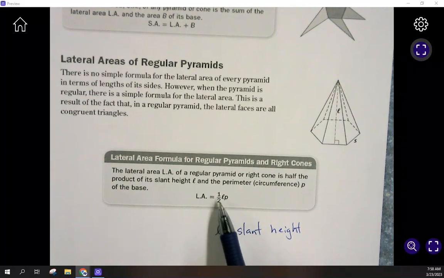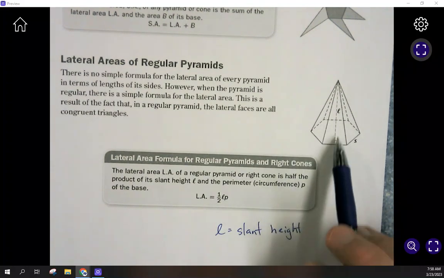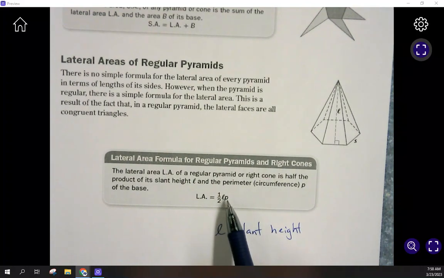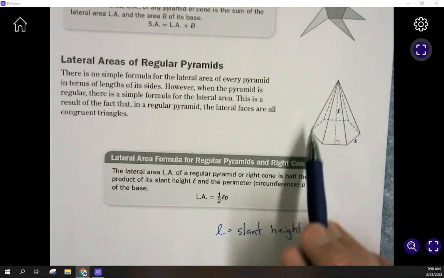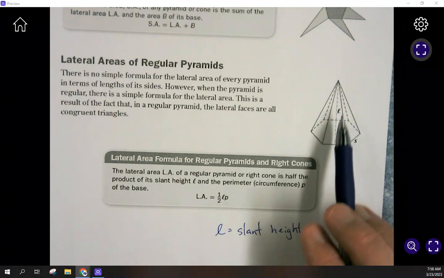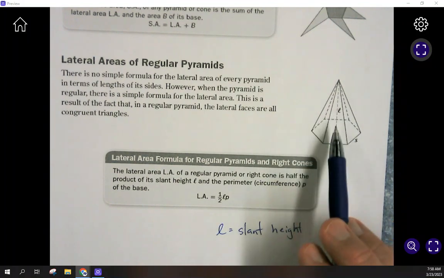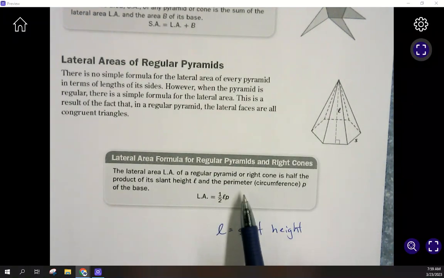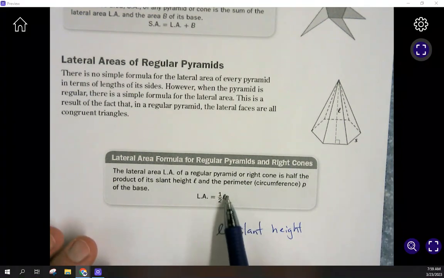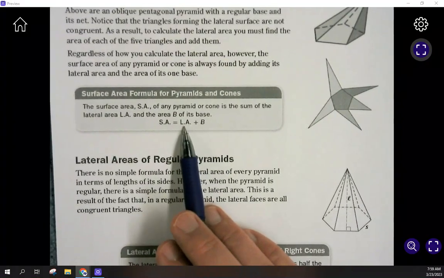Here's the 1/2. The slant height is the height of that triangle. And P represents the base, but not just one base, however many bases there are. So we're basically just finding the area of the triangle and then timesing it by how many sides there are, because all of those triangles are the same. So that's how this gets wrapped up. This will drop in for lateral area right here.